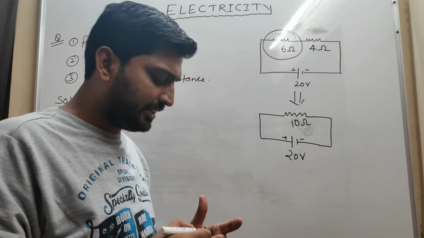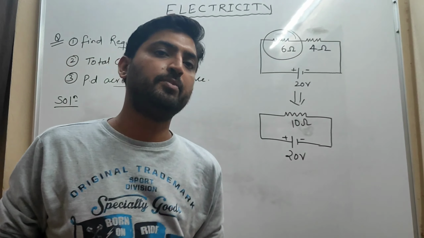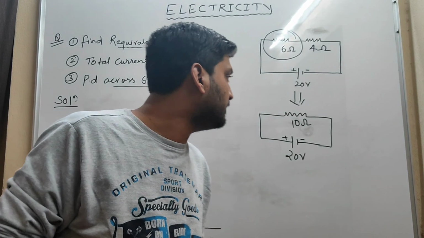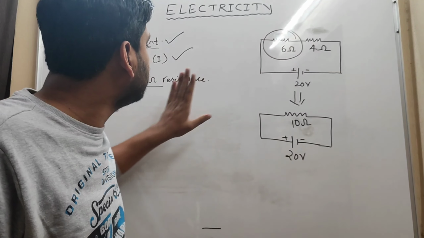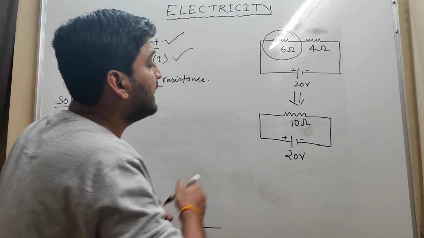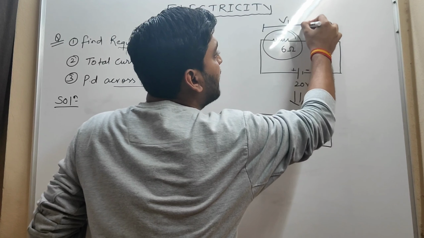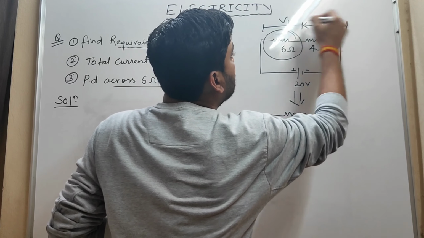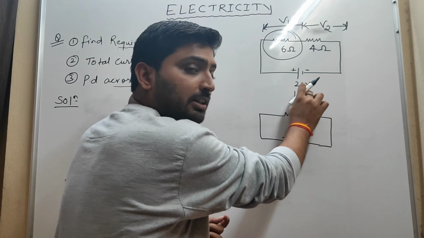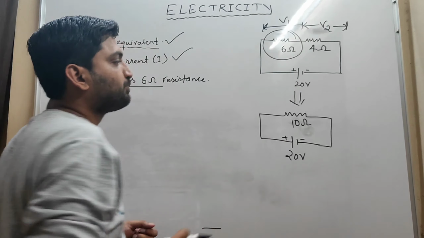Since these two are connected in series, current will be the same but potential difference will be different. I have already explained this. You can go to the playlist and see that video. So these two are connected in series. It means same current but different potential difference. Here will be some potential difference, let us suppose V1. Here will be another potential difference, let us suppose V2. Means in series connection potential difference divides. Means 20 volt will be divided into V1 and V2. So we need to find this V1.